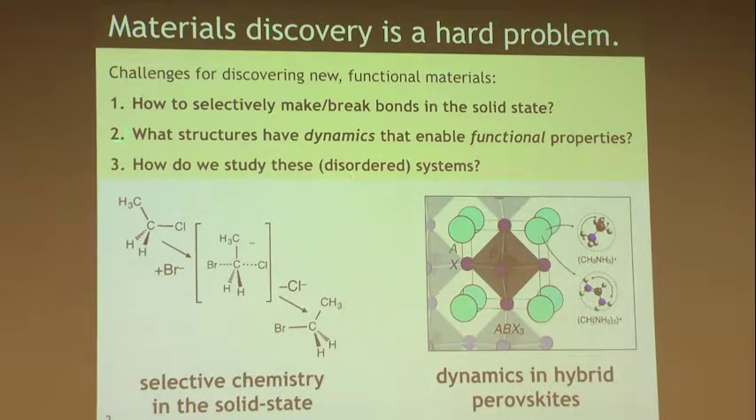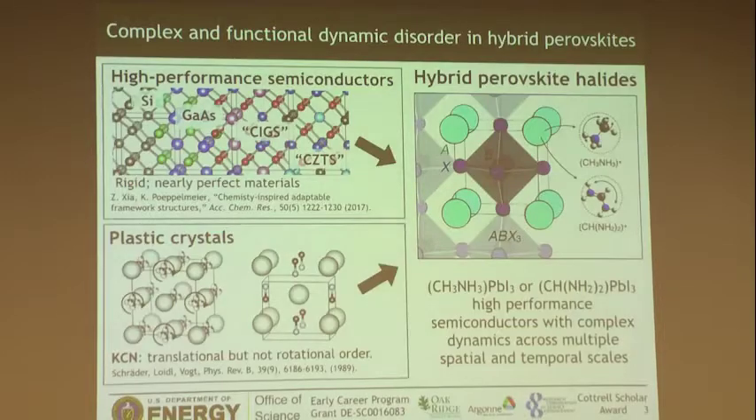But overarching both of these main problems is how do we actually study these often disordered systems? And this is where I take advantage of our wonderful user facilities here, or at various neutron facilities as well. So I wanted to give you a quick two-slide overview of our work on hybrid perovskites because I'd love to talk to any of you who have some really interesting solutions to some of our problems, one of which is this complex and functional dynamic disorder in hybrid perovskites.